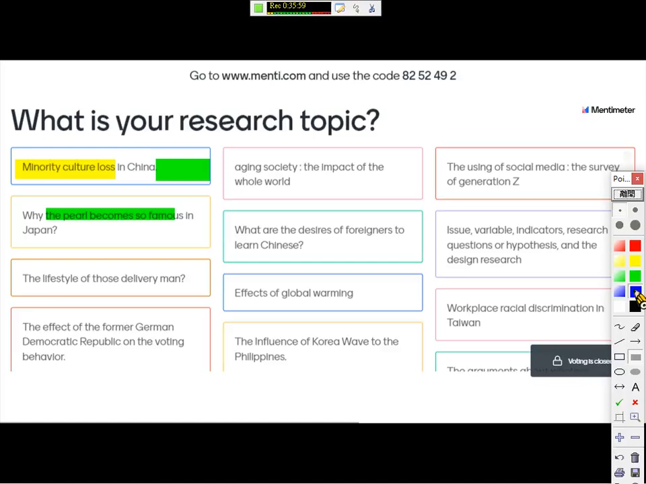Okay, so here is kind of too narrow. Just like why cell phone becomes so popular here in Taiwan. It's kind of very lame to ask.